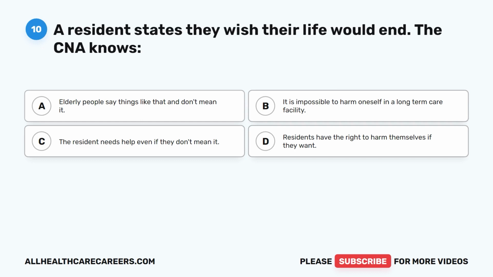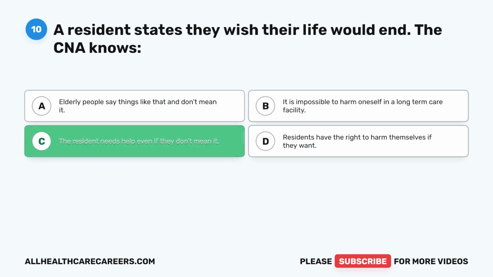Question 10. A resident states they wish their life would end. The CNA knows: A. Elderly people say things like that and don't mean it. B. It is impossible to harm oneself in a long-term care facility. C. The resident needs help even if they don't mean it. D. Residents have the right to harm themselves if they want. The correct answer is C.